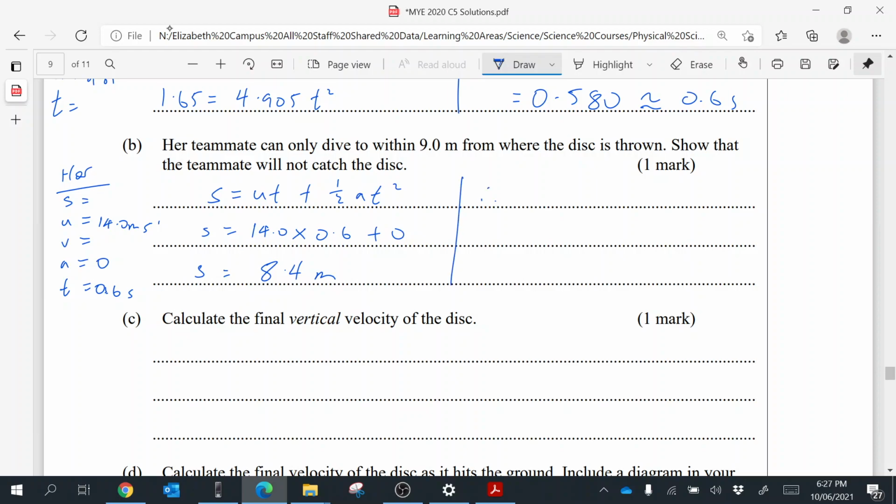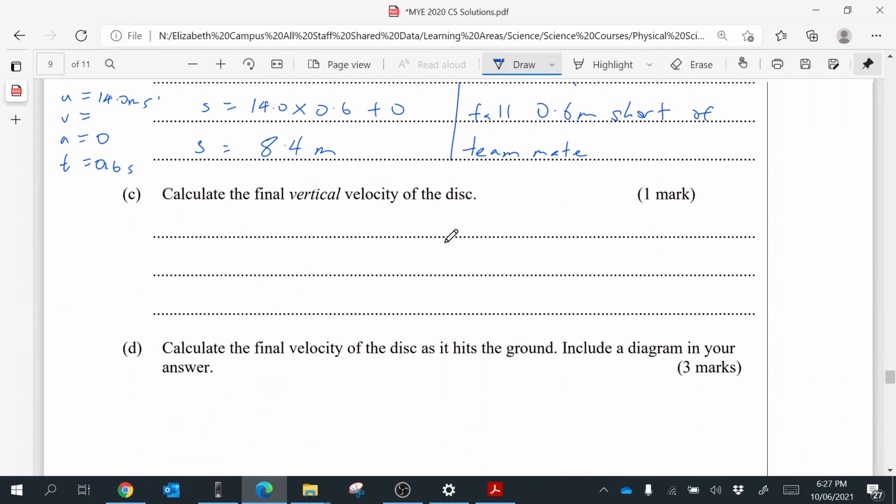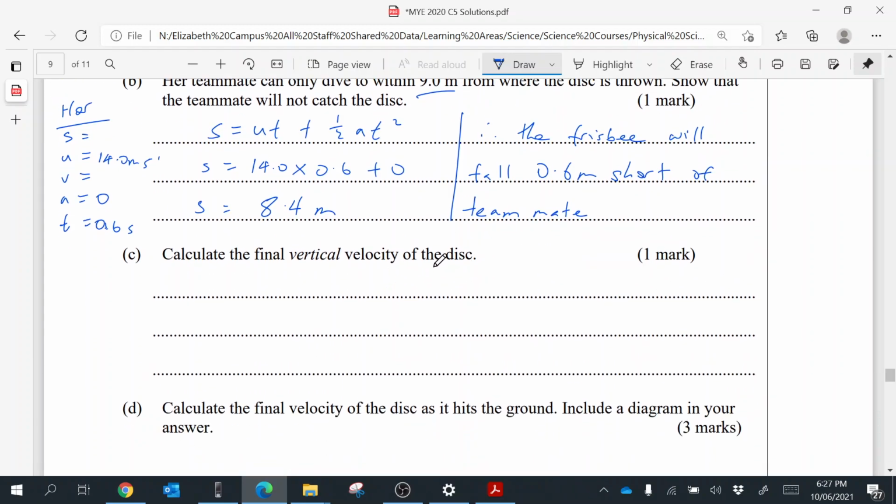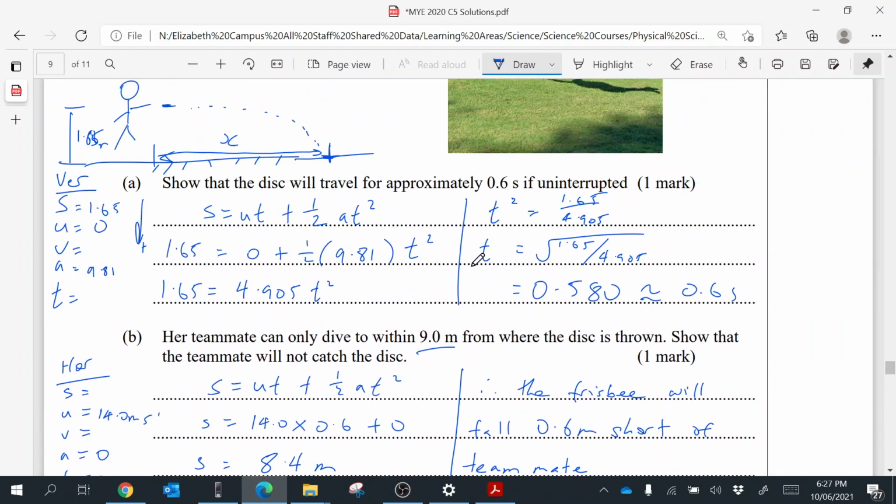Therefore, the frisbee or disc will fall. They don't like you calling it a frisbee, that's the brand name, but the disc will fall 0.6 meters short of the teammate, because they can get to 9 meters. It's 0.6 meters shorter than that.